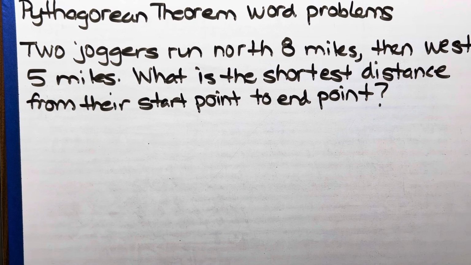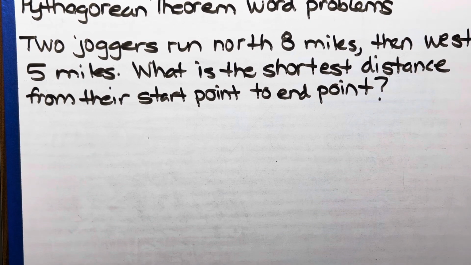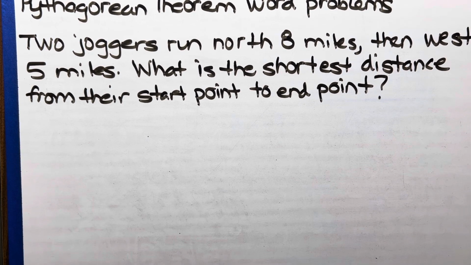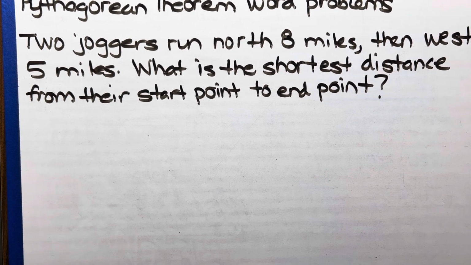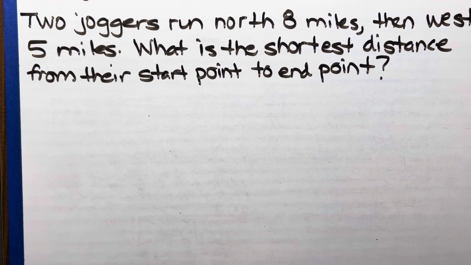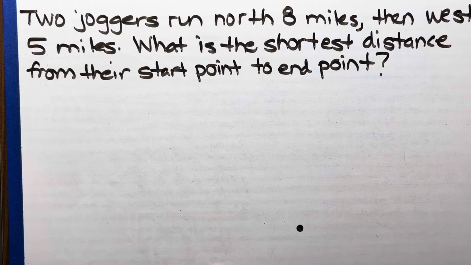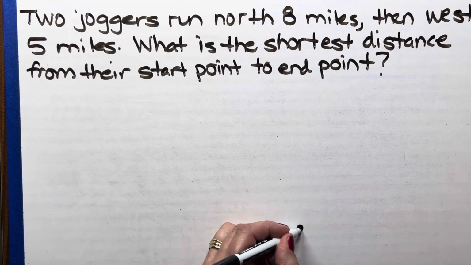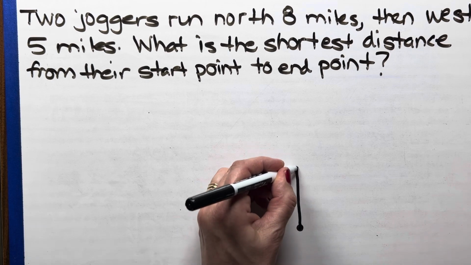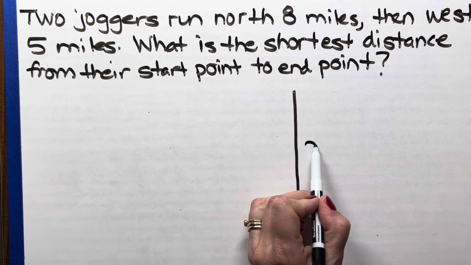Since we know that this is a Pythagorean theorem problem, that tells us that we are going to have to construct a picture that's a right triangle and figure out where the values that we were given in the problem are going to go. So I'm going to start off with the beginning point with the joggers down here, because it tells me that the joggers are going to run north 8 miles. That tells me they're going to go 8 miles.